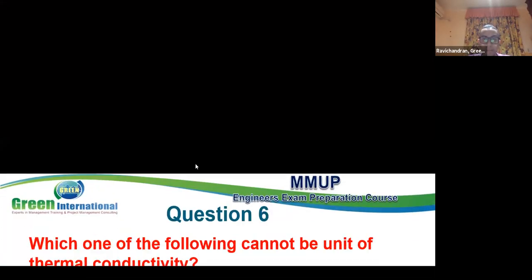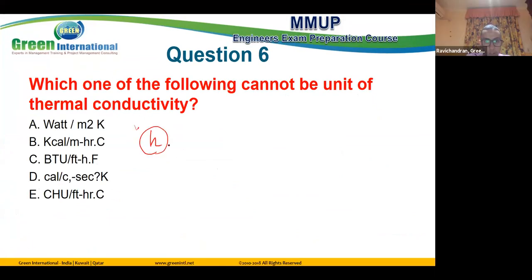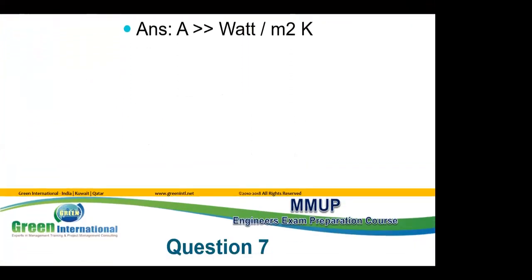Okay, doctor. Okay, thank you. H, this one is for the convection coefficient, but K will be watt per meter Kelvin. Yeah. Okay. It's for convection. Okay, thank you, doctor. Welcome.